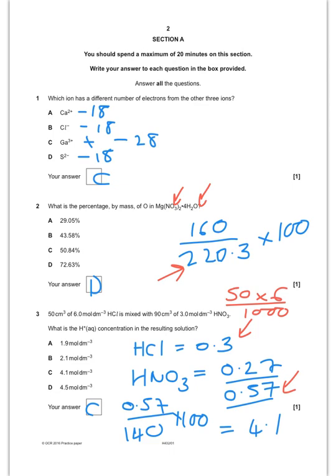And that is in a total volume now of 140, which is 50 plus 90 centimeters cubed, and then you need to times that by 1,000, to give 4.1 moles per decimeter cubed. So the answer there is C.